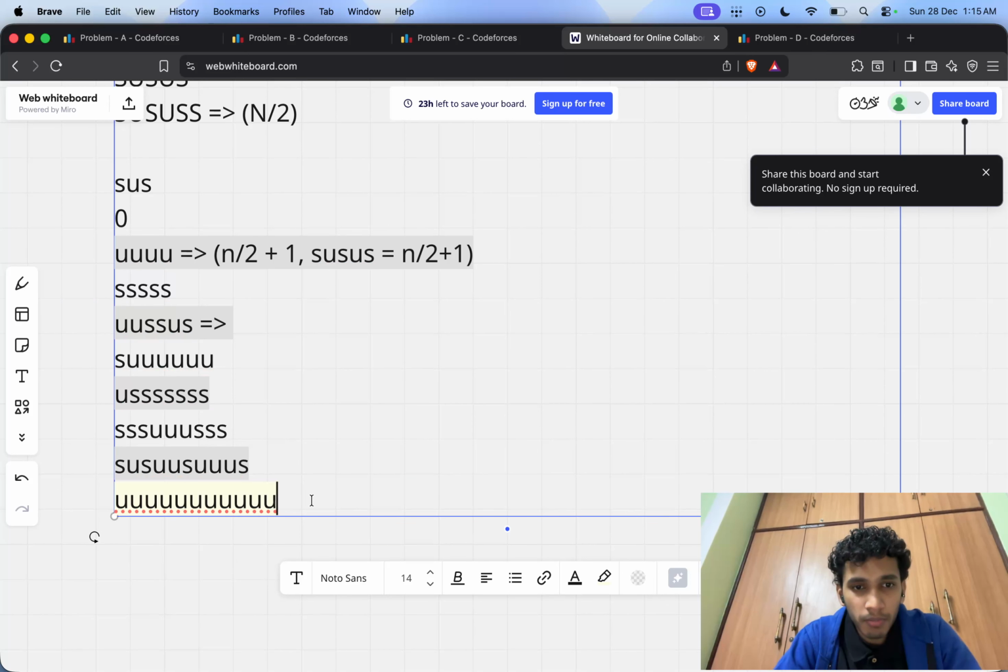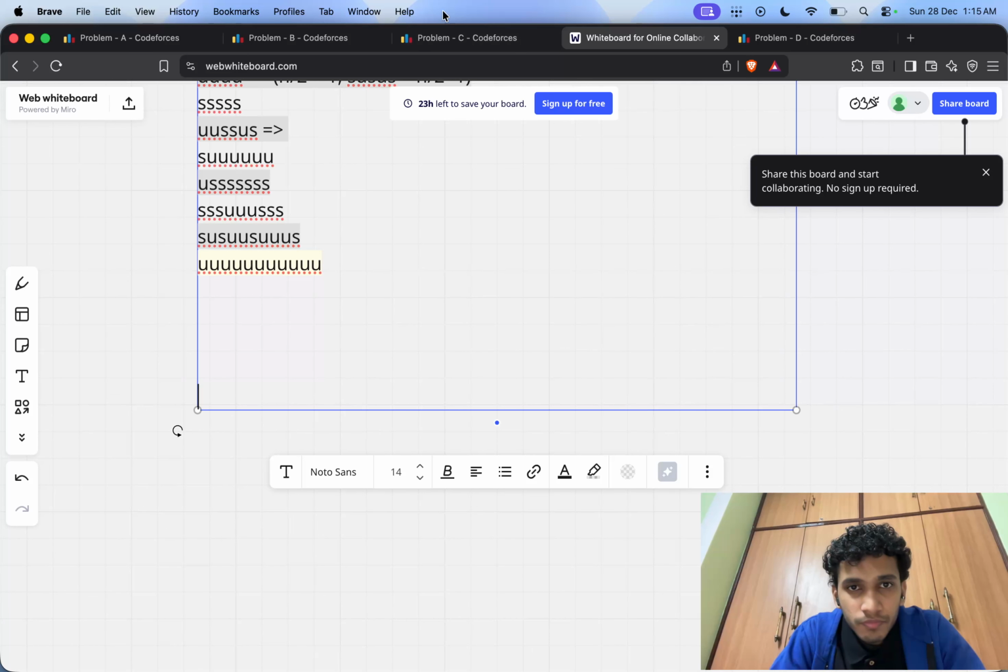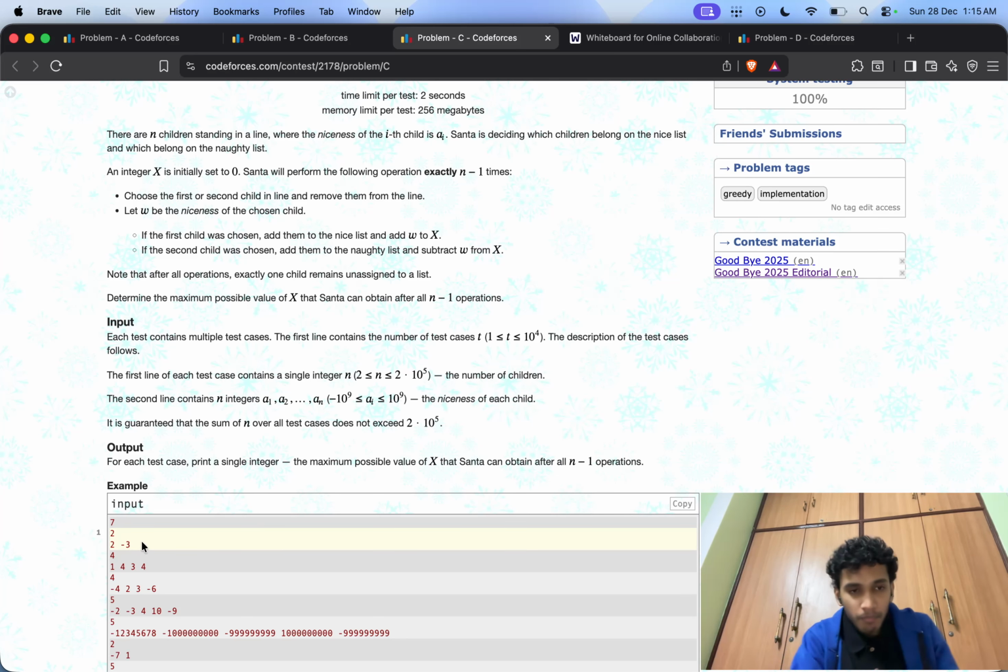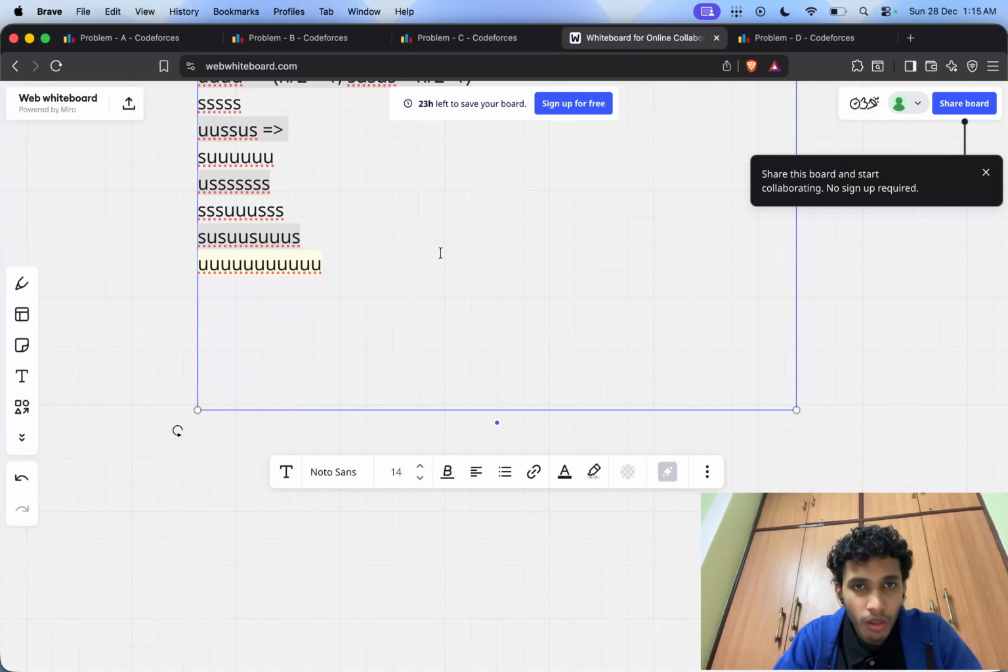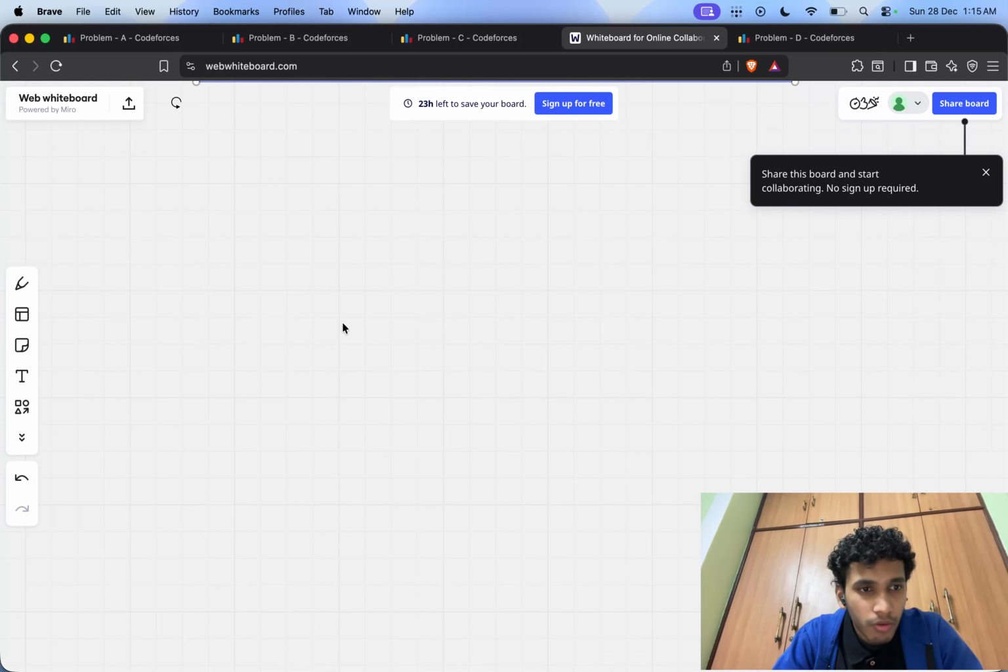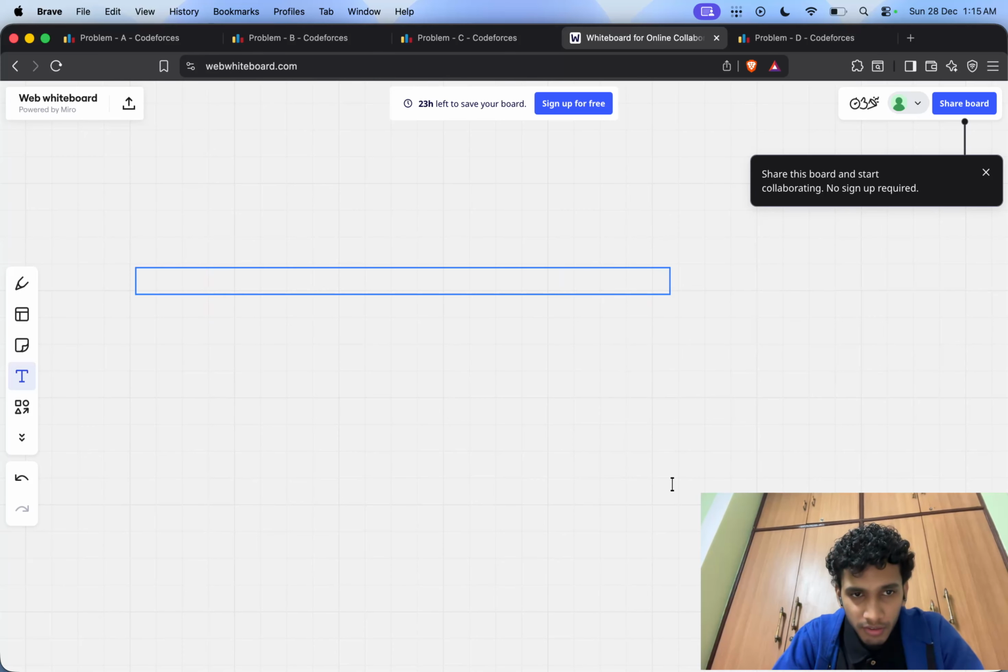So what does the problem say? It says that initially Santa had some children standing in a line with some niceness values. Let's copy the test case.